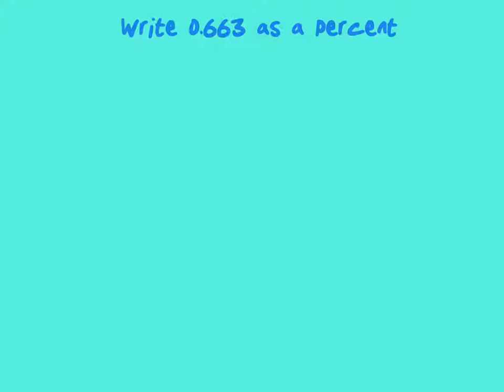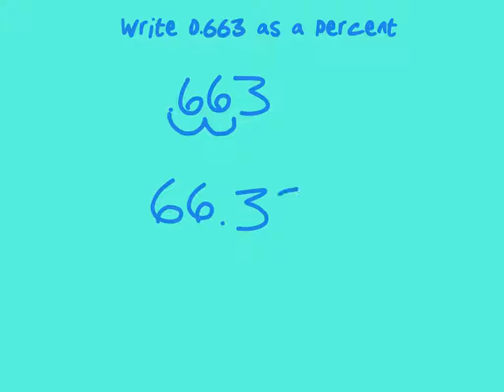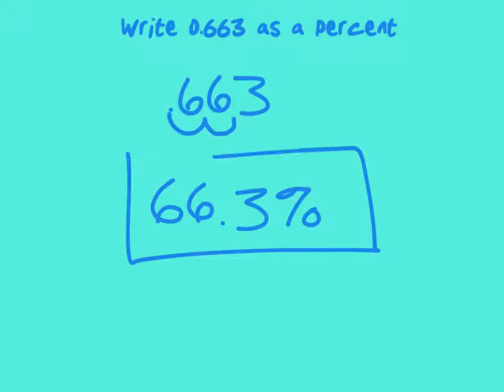So let's try 0.663 as a percent. We have 0.663, and we need to write this as a percent because right now it's in a decimal. So I'm going to take the decimal point, and I'm going to move it 2 places to the right, in between the 6 and the 3. And then I'm going to add my percent sign, and then I'm done. So 0.663 as a percent is 66.3%.